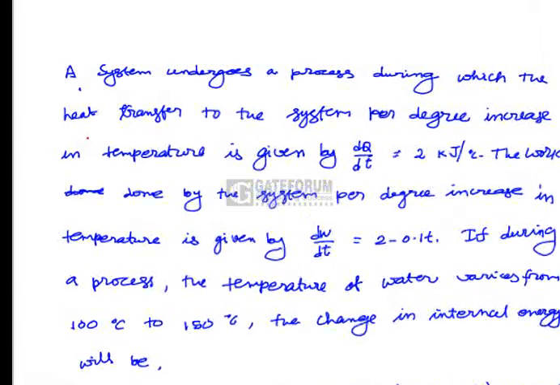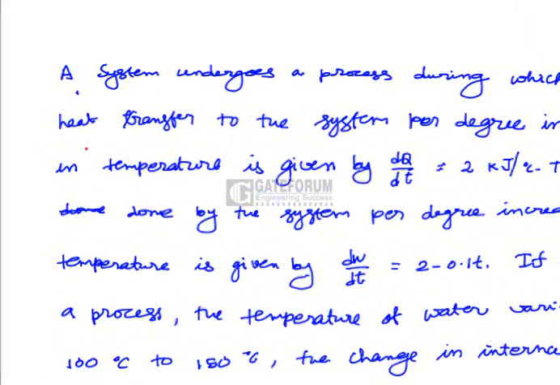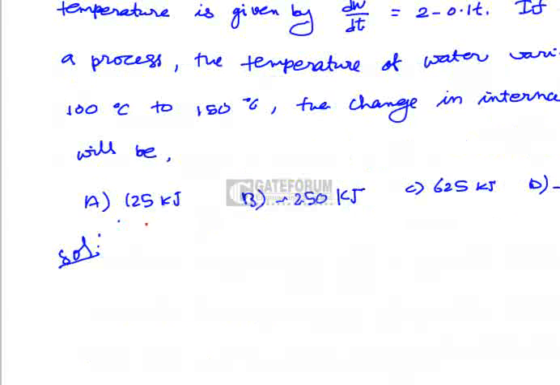A system undergoes a process during which the heat transfer to the system per degree increase in temperature is given by dQ by dt is equal to 2 kilojoule per degree centigrade. The work done by the system per degree increase in temperature is given by dW by dt is equal to 2 minus 0.1 T. If during a process the temperature of water varies from 100 degrees centigrade to 150 degrees centigrade, the change in internal energy will be. The options are 125 kilojoule, minus 250 kilojoules, 625 and minus 1250 kilojoules.